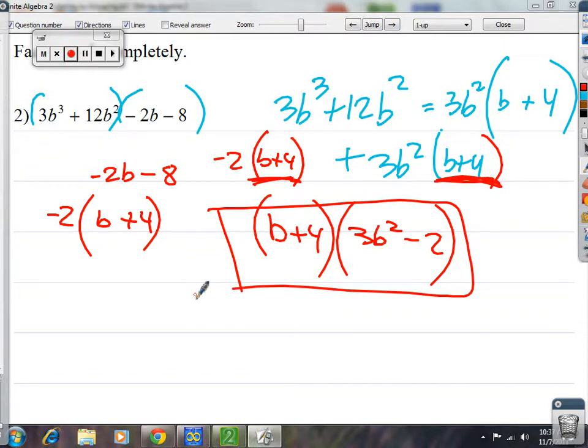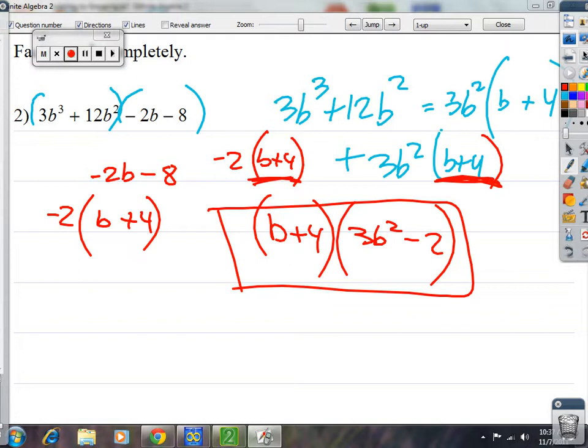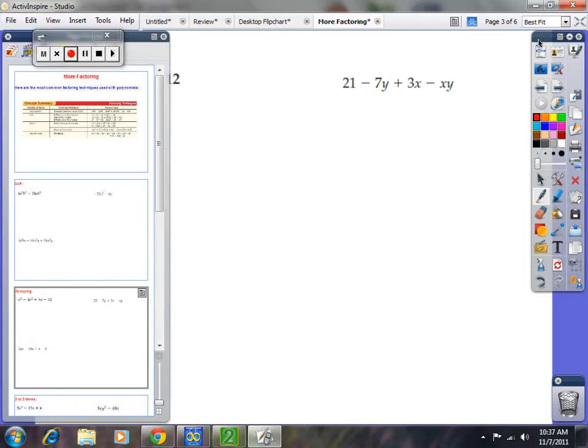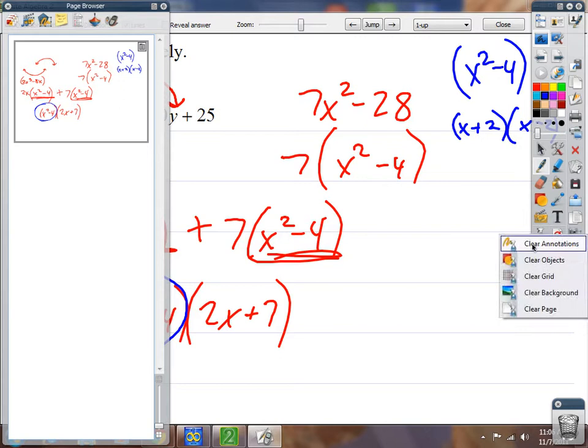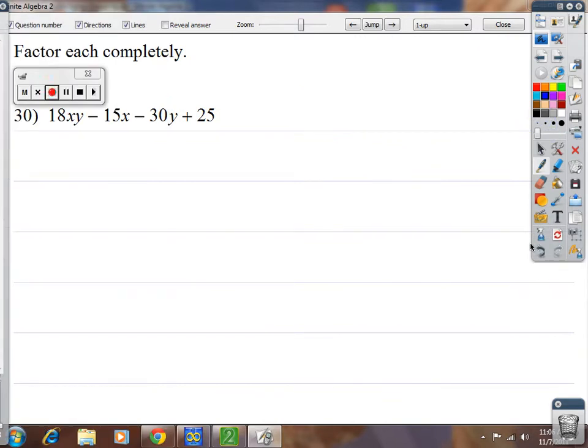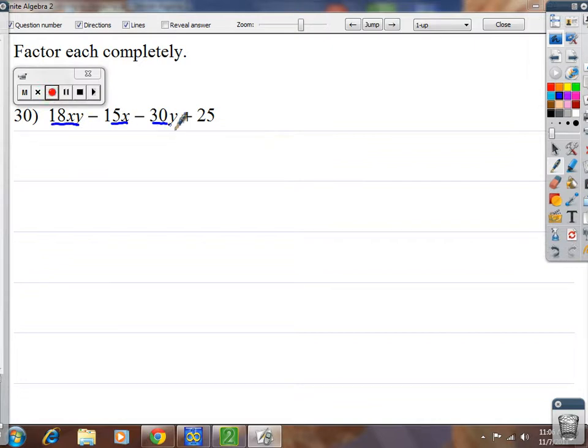So, how many of you guys are starting to get a feel for grouping? Okay, on your worksheet, problem 30. Here we go. Okay, so we're going to group them. Now you got 4 terms. You got a polynomial with 4 terms. Which 2 do you want to group?